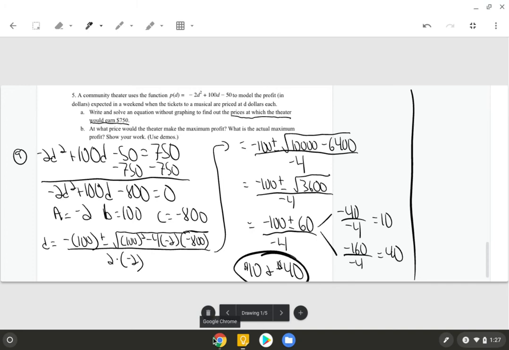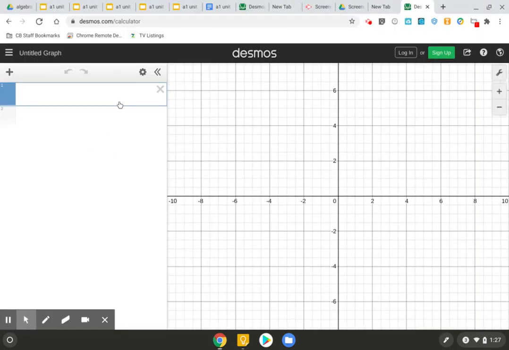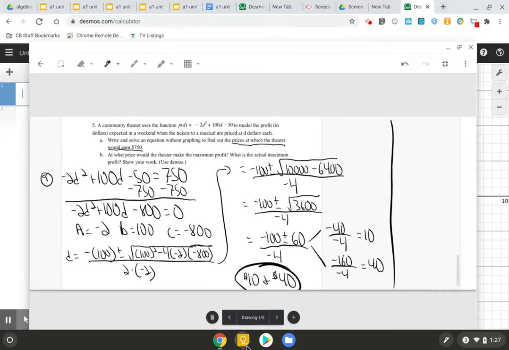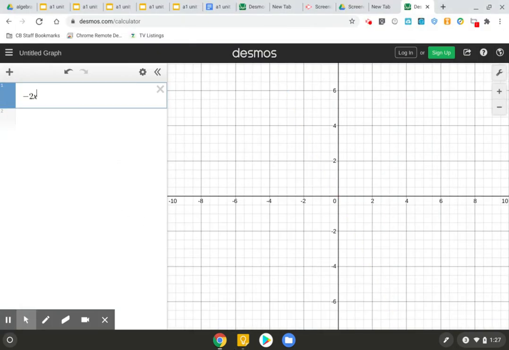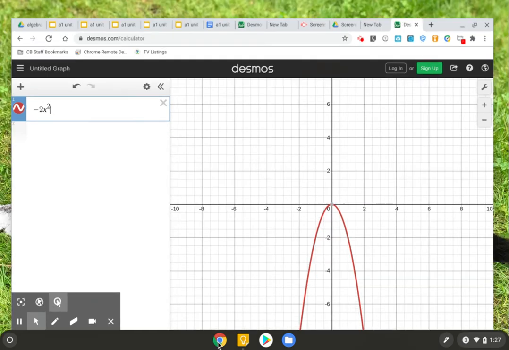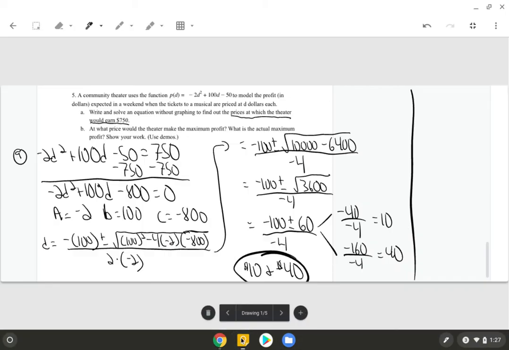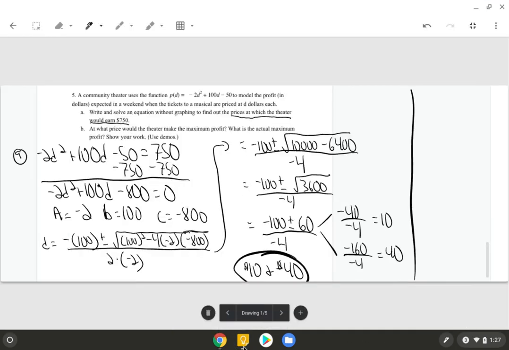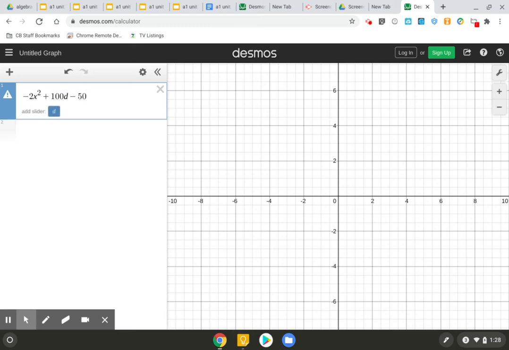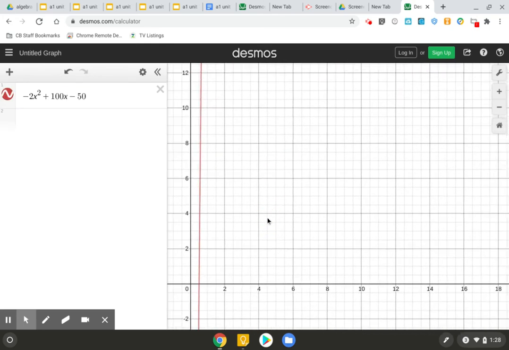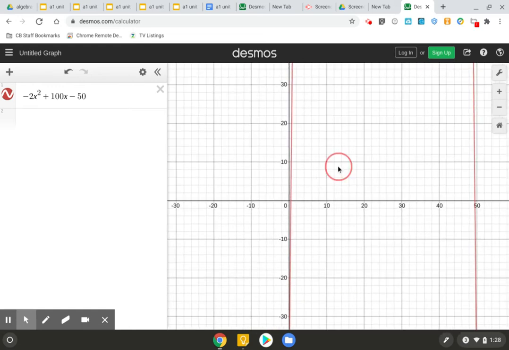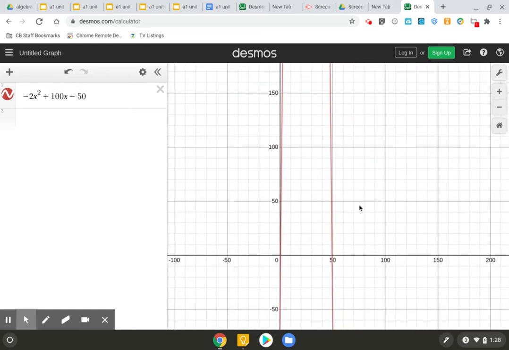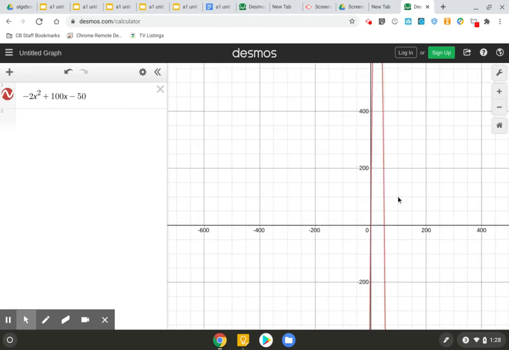Now, when I put it into Desmos, I have to change the D's to X's, but that is okay. So it's negative 2D squared plus 100D minus 50. Whoops, I made a mistake. I put in D instead of X. So I changed the D's to X's. So now I'm going to zoom out a little bit to make this a little bit easier to read.